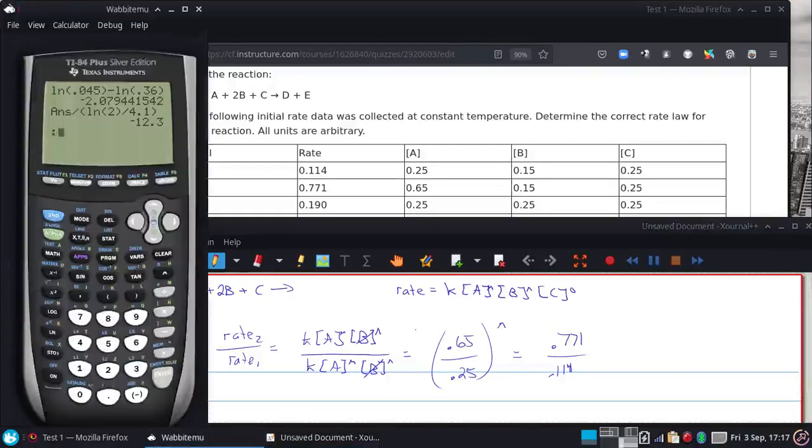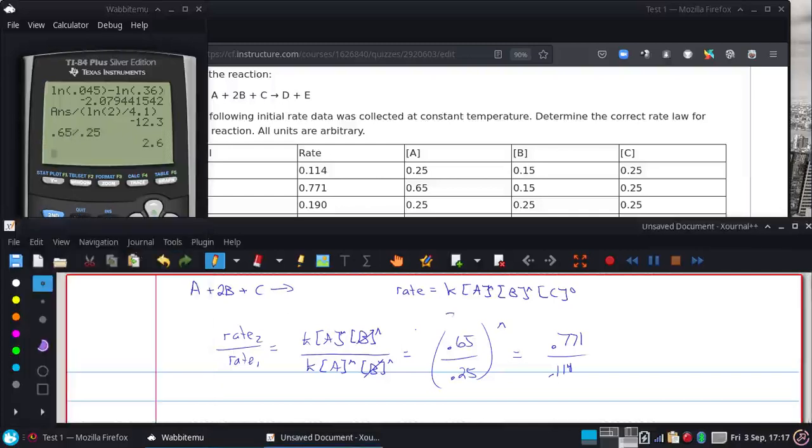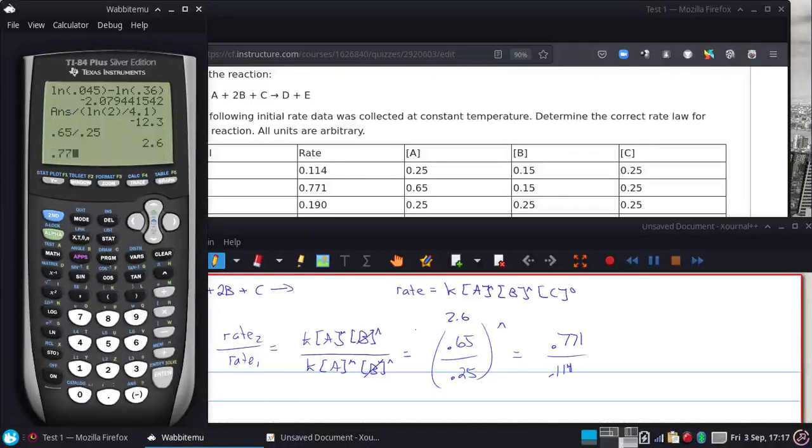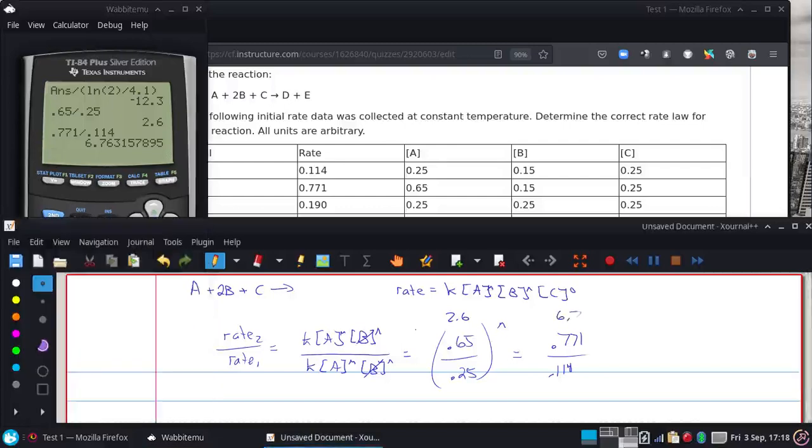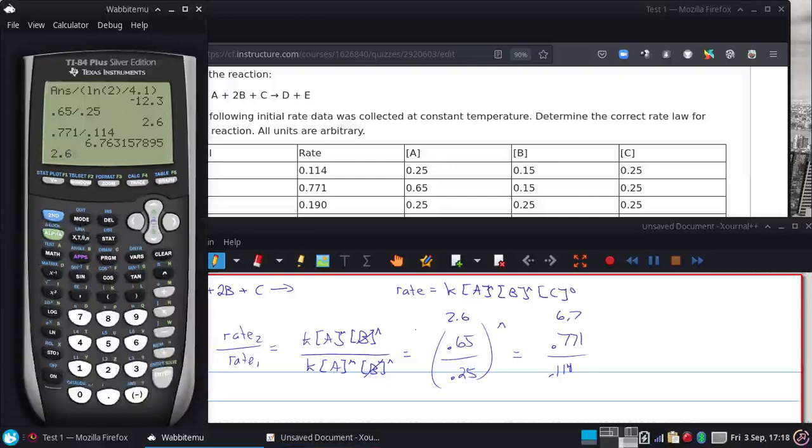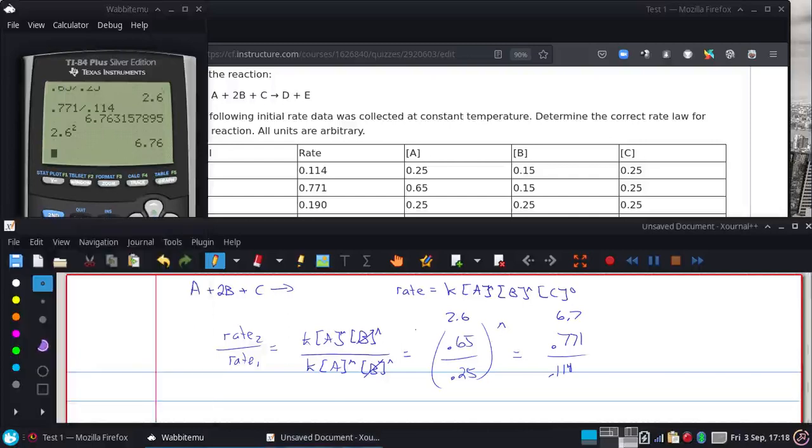And what do I get if I take those? 0.65 divided by 0.25. I'm going to run out of space here. I'm writing too big. 2.6. And 0.771 divided by 0.114 is 6.7. All right, so that's probably 2.6 squared. Let's see, 2.6 squared is 6.76. All right, so A is second order.